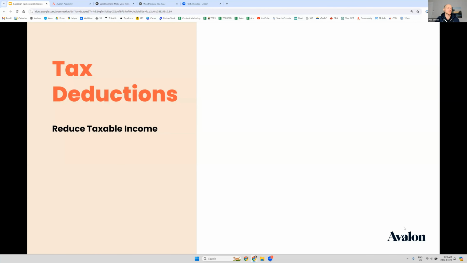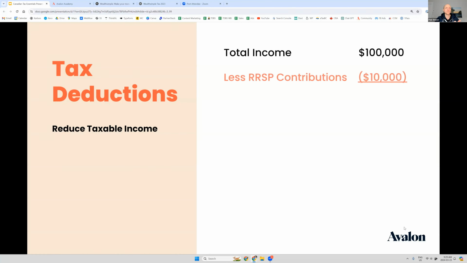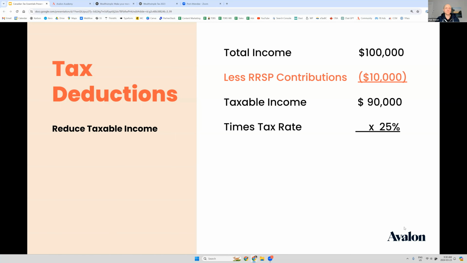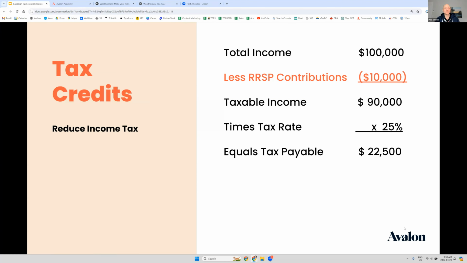So tax deductions reduce taxable income. We had total income of 100,000. And then a really common tax deduction is RRSP contributions. I always have trouble saying that. So let's say you contribute $10,000 in RRSP contributions. Your taxable income is $90,000 in this example. So then you multiply by your tax rates. This is a very fictional example again. So let's say that you only had one tax rate and it was 25%. You would have $22,500 in tax payable based on this. Tax credits reduce your income tax.